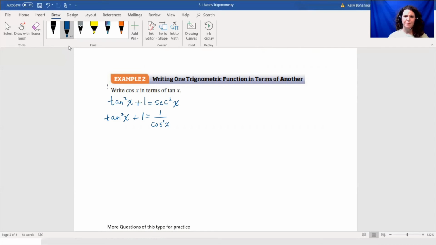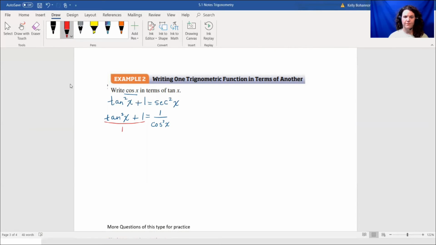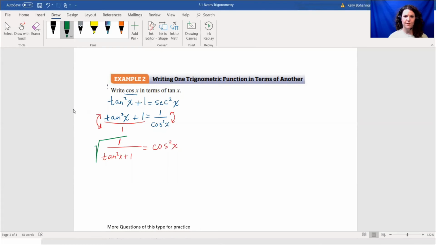I need to flip this over because I am looking for cosine, not 1 over cosine. If I'm going to flip this, I have to flip the other side too, so this is all one thing. I'm going to flip both so that cosine is now on top. That gives me 1 over tangent squared x plus 1 equals cosine squared x. But I'm not looking for cosine squared, I'm looking for regular cosine. You take the square root of both sides, and that gives me cosine x on this side.